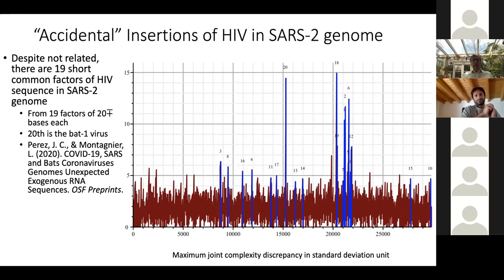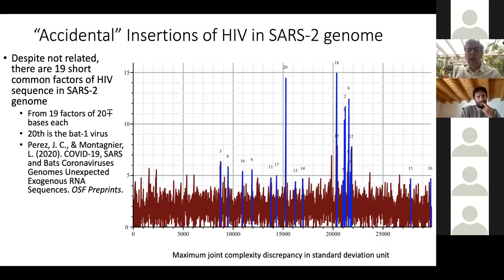And this was a paper from Perez and Montagnier. A paper you can find. It has never been completely published. It is difficult to understand. And here I display the computation by joint complexity. I cut the genome of the COVID in slices of size 20, 30, and I compute the joint complexity with the other sequence as a whole.